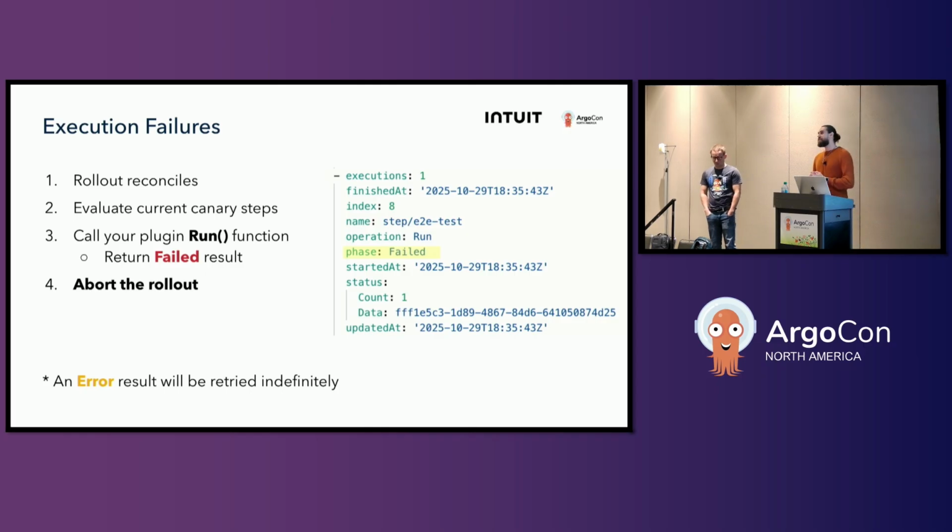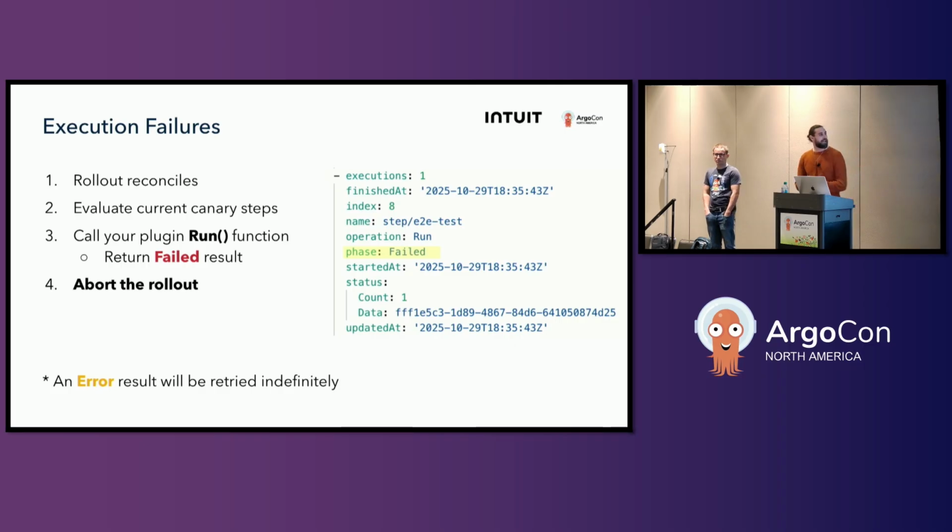In the case of execution failure, it's pretty simple. Your plugin will return the failed state. Now, what happens when you return the failed state? Instead of progressing to the next step, it will abort the rollout. That's pretty important, because a rollout that is aborted will roll back. Basically, it will cancel the promotion to the new version and will roll back to the currently stable version.